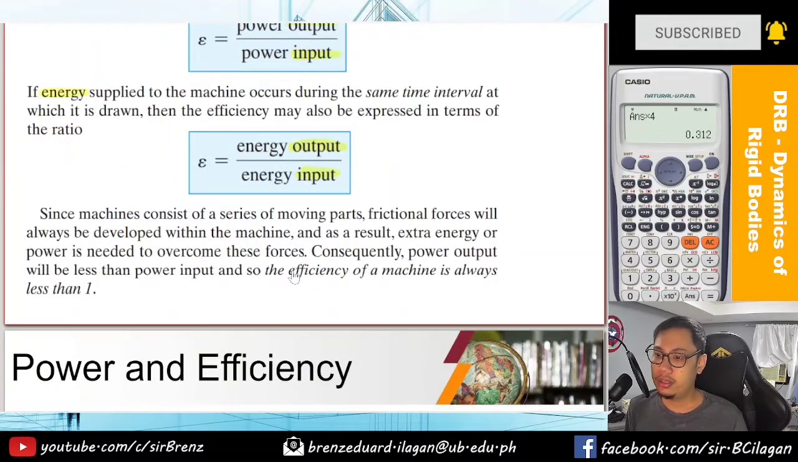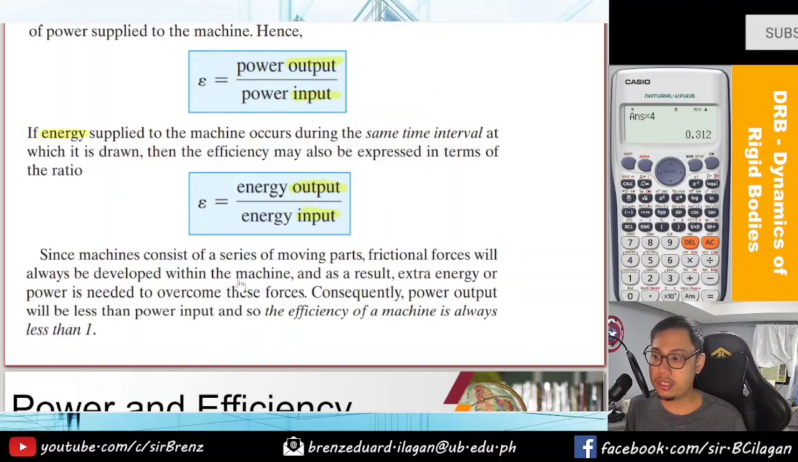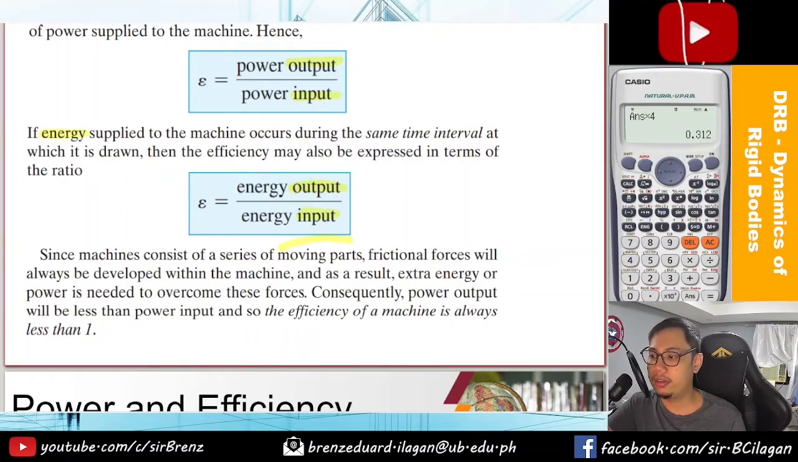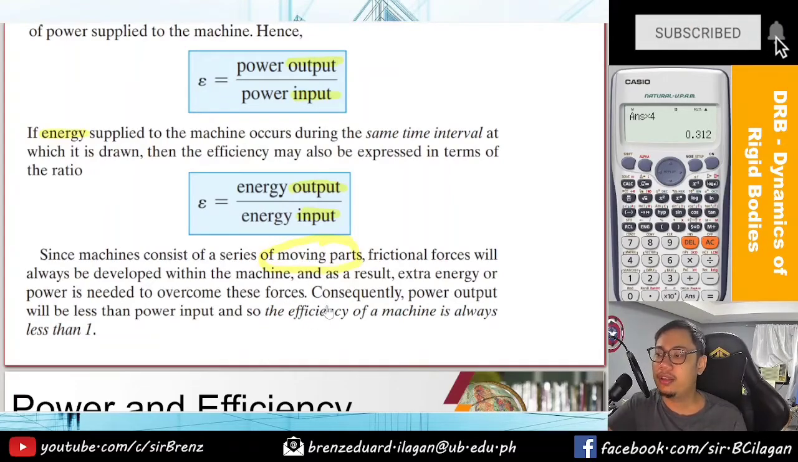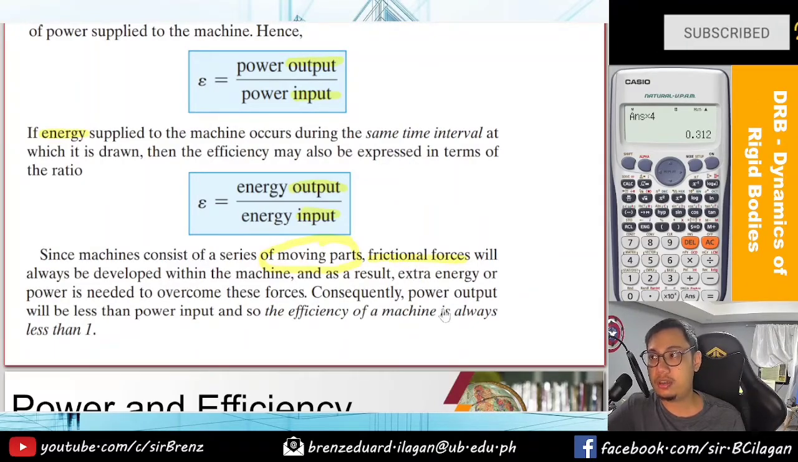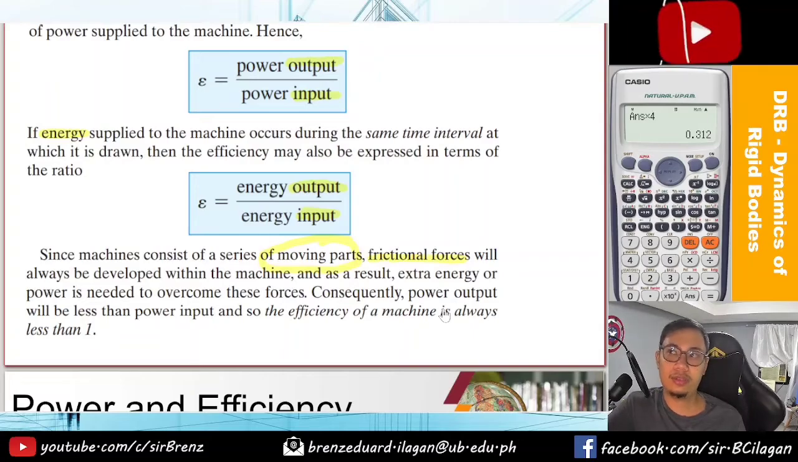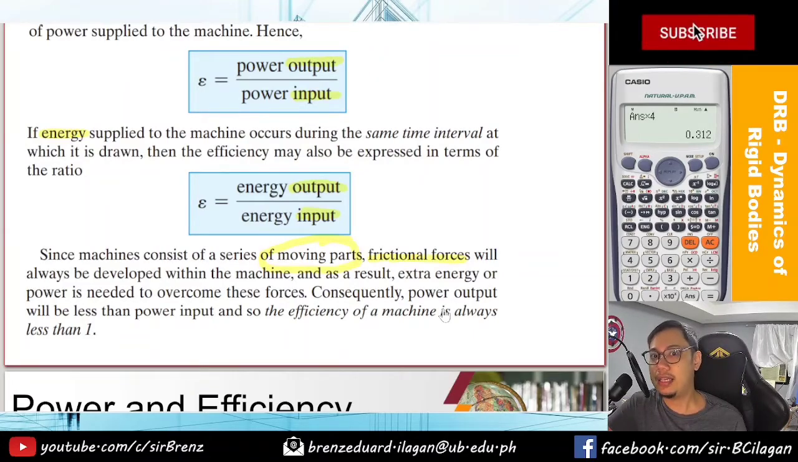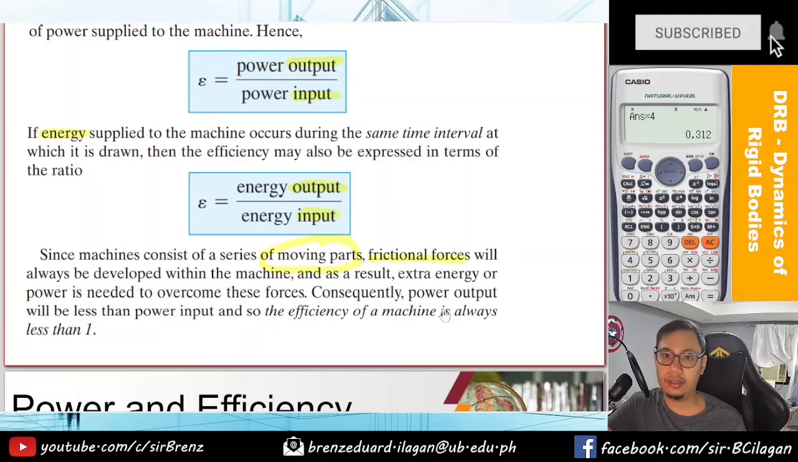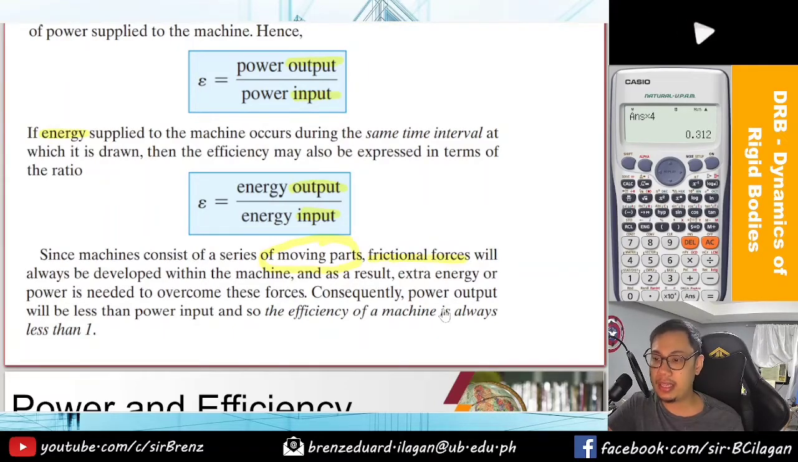Since a machine consists of a series of moving parts, this is where gears and so on come in. There is frictional force existing, and this frictional force reduces the efficiency of a machine. That's why we lubricate the gears, so that at least the frictional force or frictional resistance is reduced. It's as if they can move freely.